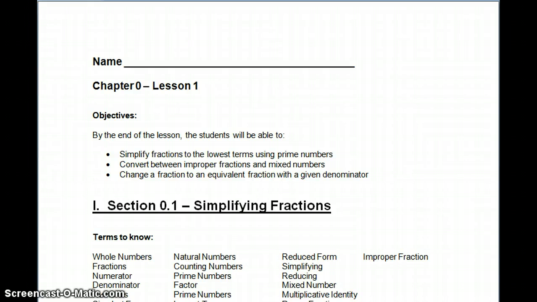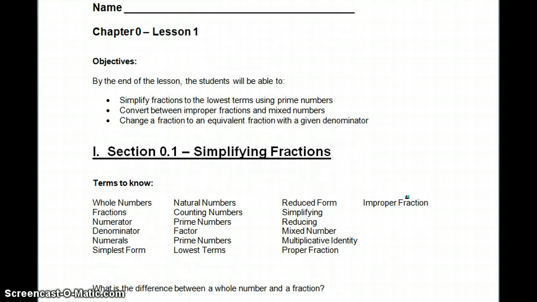I am your professor for Math 0900, and this is the lesson for Chapter 0, Lesson 1. Today we are working on simplifying fractions to the lowest terms using prime numbers, converting between improper fractions and mixed numbers, and changing a fraction to an equivalent fraction with a given denominator.